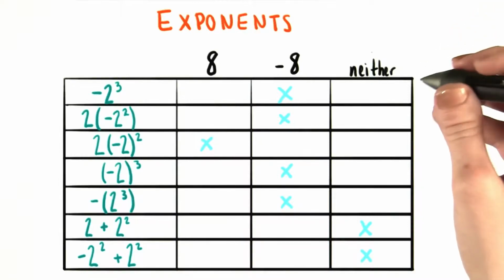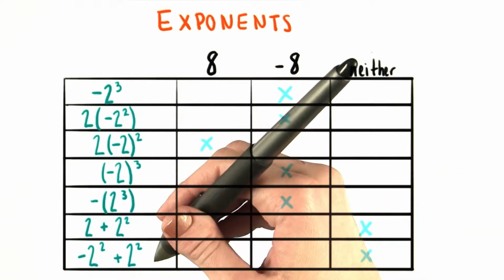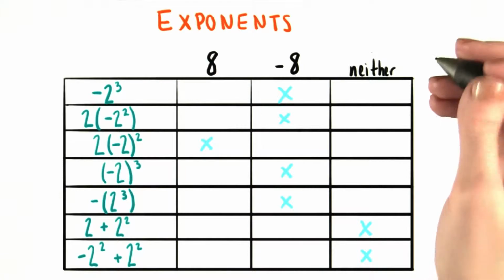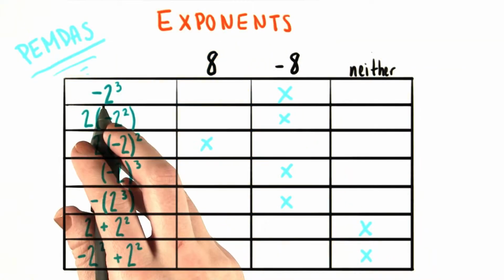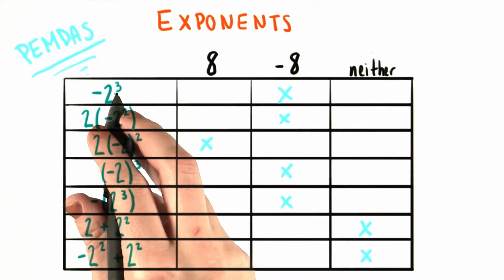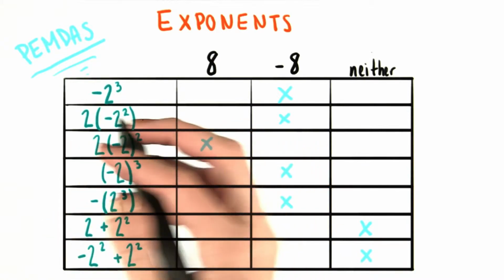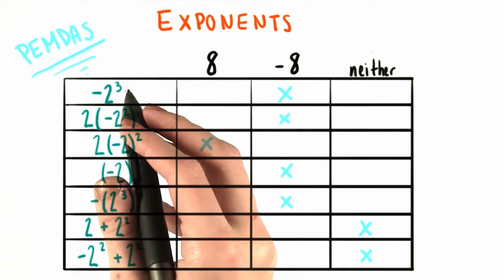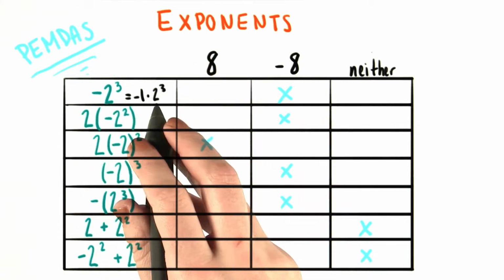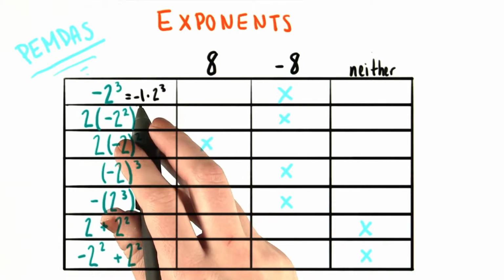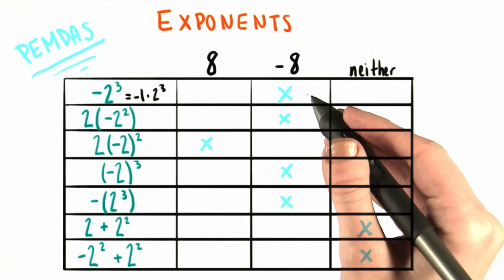So again, in order to figure out how to evaluate each of these expressions, we need to use our order of operations knowledge. We need to remember our PEMDAS. For this first problem, negative 2 to the third power, we don't have any parentheses, so that means we need to take the exponent into account before the negative sign. So we have negative 1 times 2 to the third power, which is the same as negative 1 times 8, so we get negative 8.